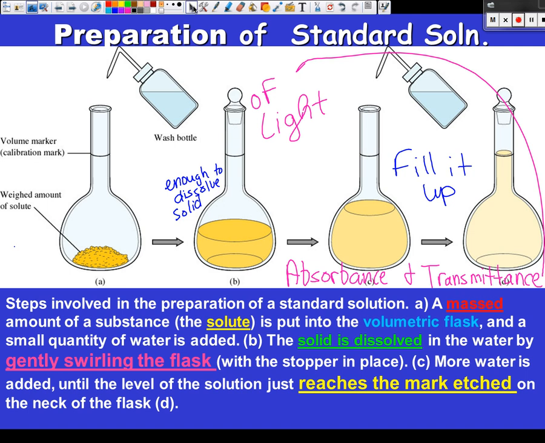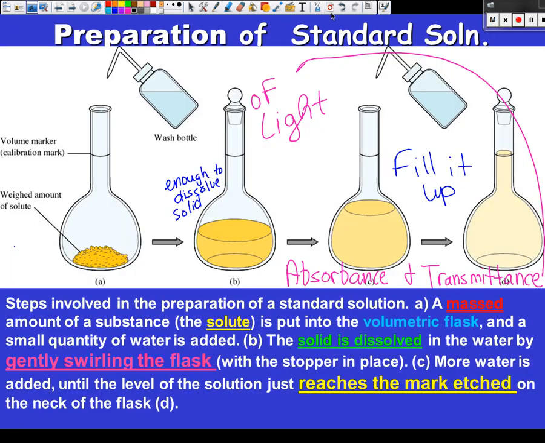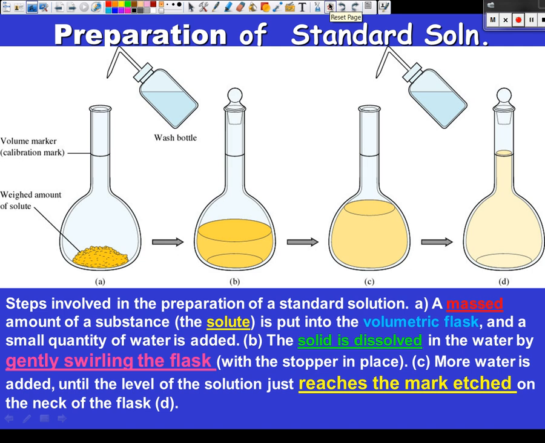Does that add a little bit more depth to it? Okay? With the stopper in place. More water is added until the level of the solution reaches the mark etched on the neck of the flask. So do you agree it just kind of gets better and better? Are there some things that we could add to this? Let me see what the next slide says. That we could make it a little bit better. What are some things we could add to this to make it even more precise?